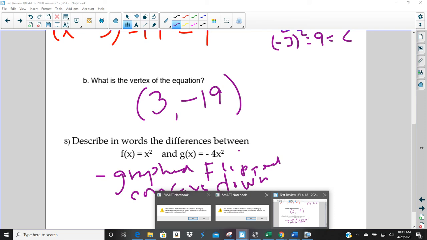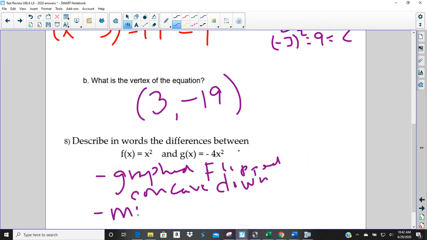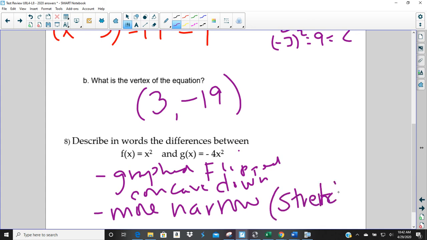And let's see what else happened to the graph. Where's my calculator? There it is. What else happened to the picture? Well, remember the red, and then you have the black. So I would say that it got more narrow. So I'm going to write down more narrow. What actually is happening is it's stretching. Okay, it's stretching.